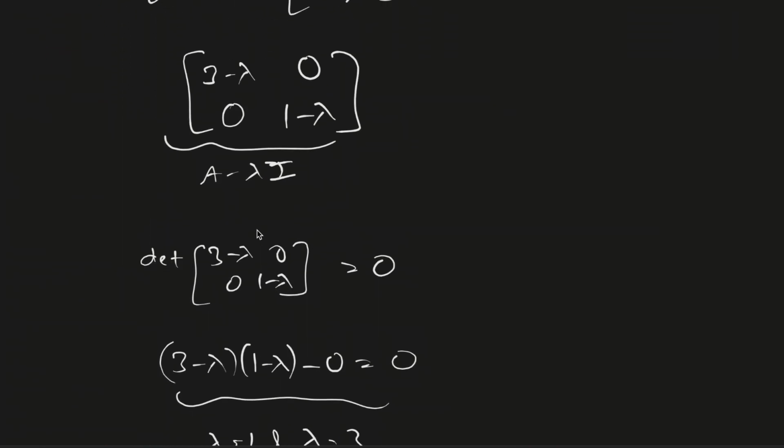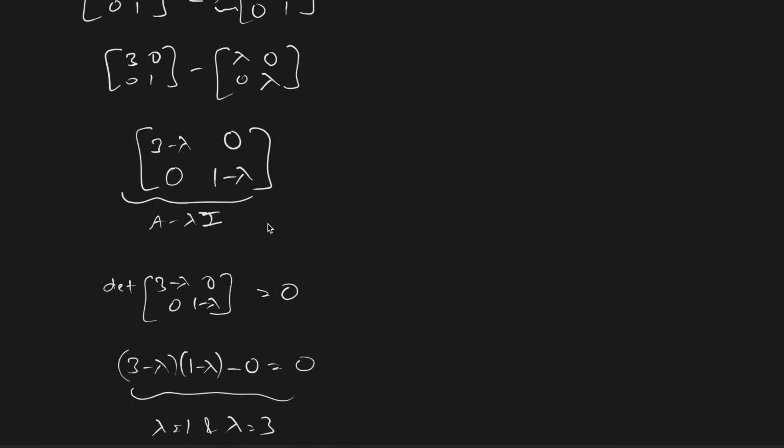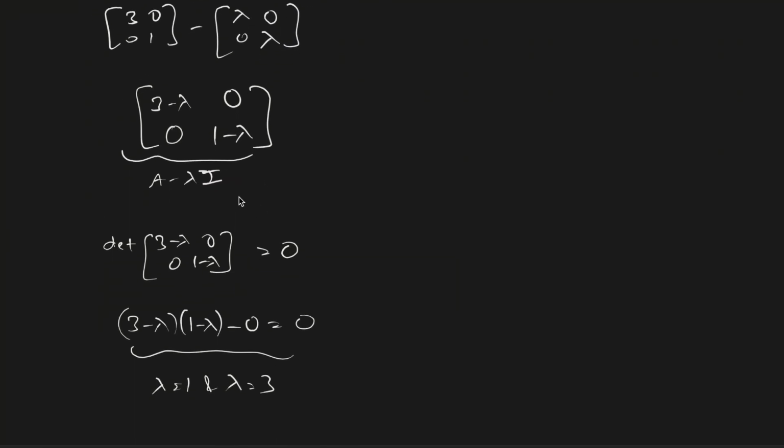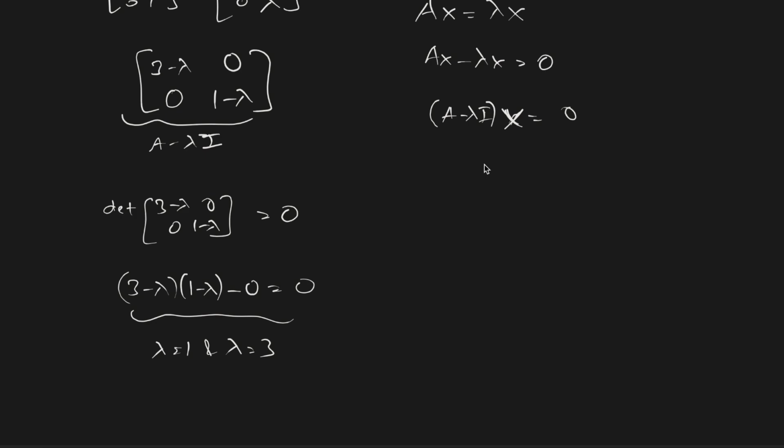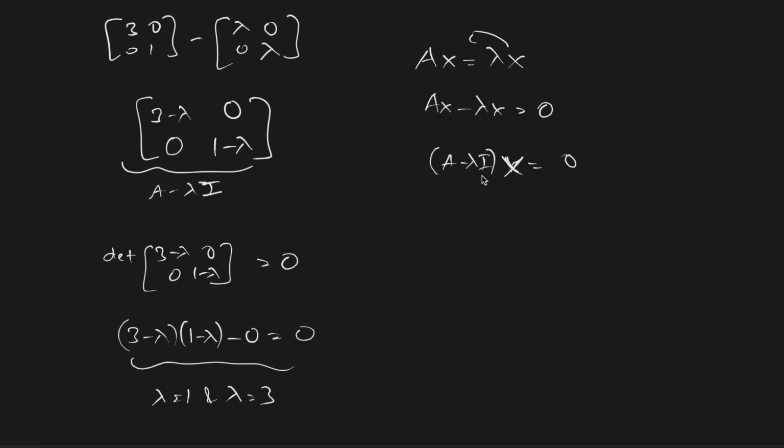Now I'll move on to the next step of finding the eigenvectors. To find the eigenvectors, I have to do the procedure for both the eigenvalues separately. So I'll move back to the normal definition. The definition was Ax equals lambda x, and I took lambda x to the other side. I got Ax minus lambda x equal to 0. Then I took x common, and I'll get (A minus lambda I) x is equal to 0. I'll make use of this condition to find the eigenvectors.